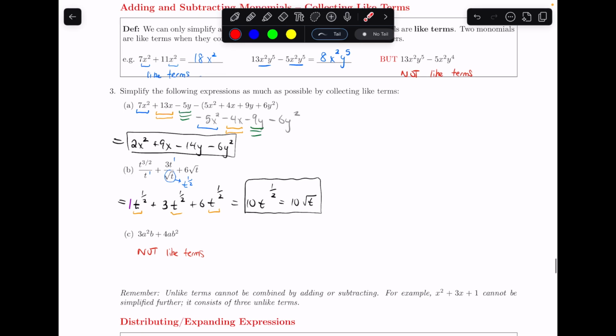Okay, so when we have unlike terms like these, we can't combine them by adding or subtracting in the way that we can when we have like terms. As a final example, something like x squared plus 3x plus 1, all three of these are unlike terms. So this cannot be simplified further.